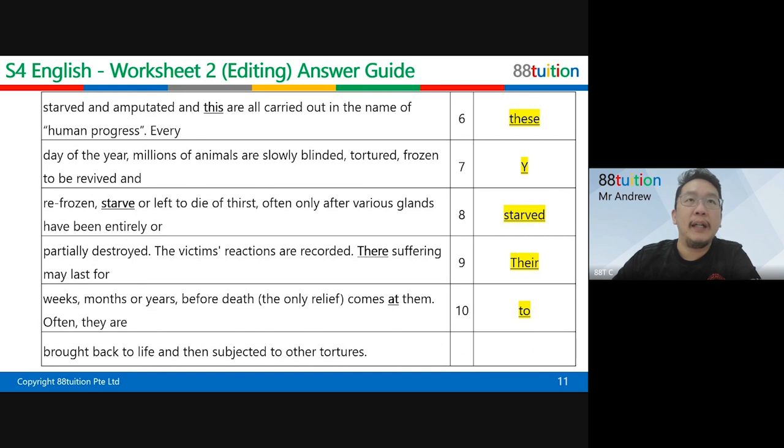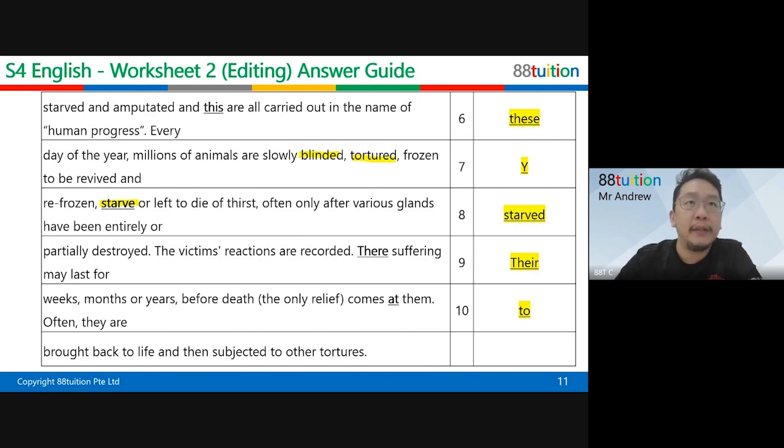Every day of the year, millions of animals are slowly blinded, tortured, frozen to be revived. And number 7, no error, so you just put a Y. In school, you'll put a tick. Revive every frozen, starved, or left to die of thirst. So the clue for this would actually be this. If they're blinded, if they're tortured, then this one, you can follow the tense. So you can actually change it to starved. Number 8, the answer is starved.